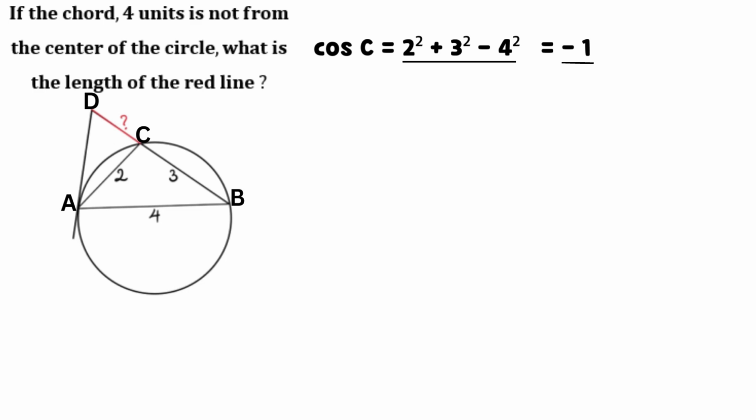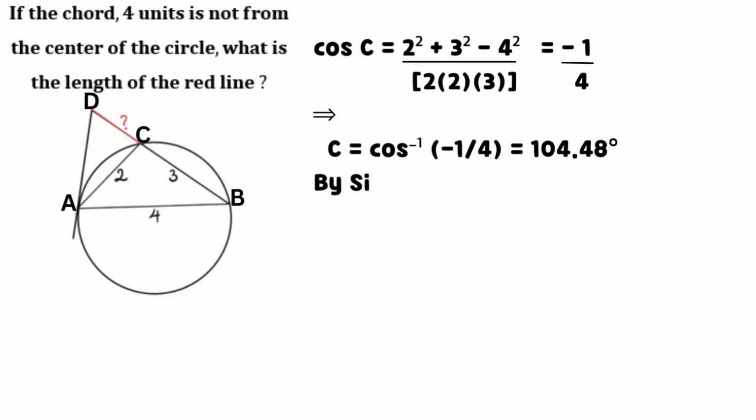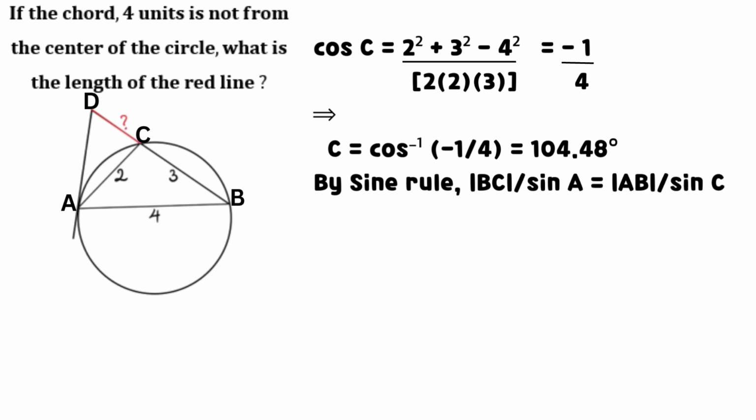Hence, cosine C equals the sum of the square of 2 and the square of 3 minus the square of 4, all divided by 2 times the product of 2 and 3, which equals -1 divided by 4. It implies that C equals the cosine inverse of -1 divided by 4. The result equals 104.48 degrees.